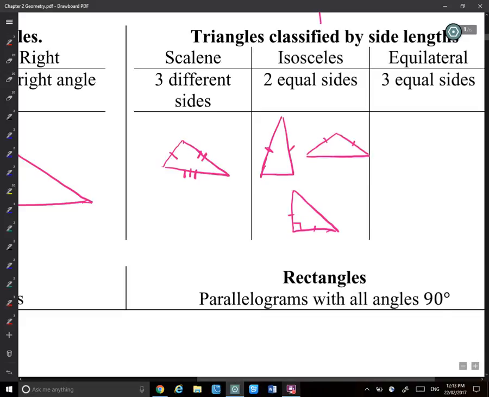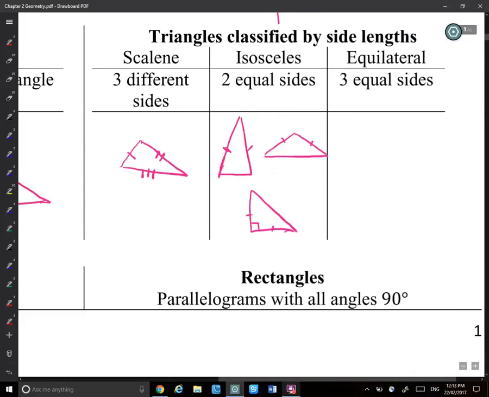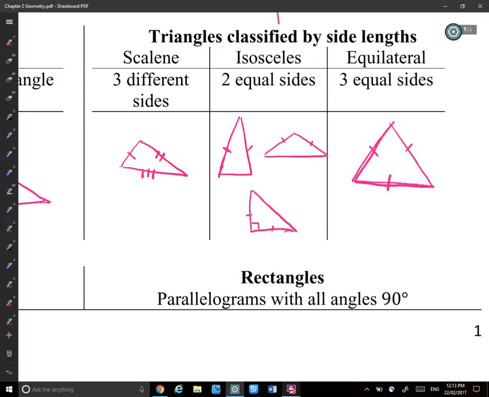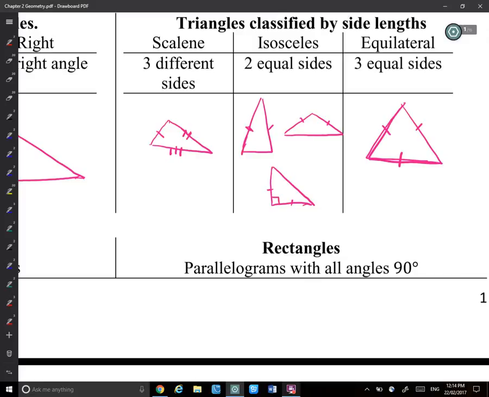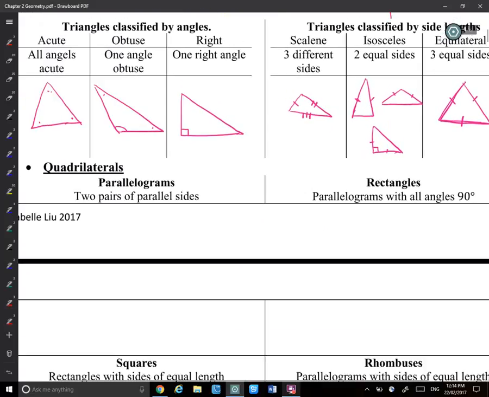For an equilateral triangle, it's three equal sides. Okay, that's acute. Can I have an obtuse equilateral triangle? No. Can I have a right-angle equilateral triangle? No. The three angles must be 60 degrees, so I can only have one type for equilateral. Only the acute. If it's an equilateral triangle, it must be an acute triangle.